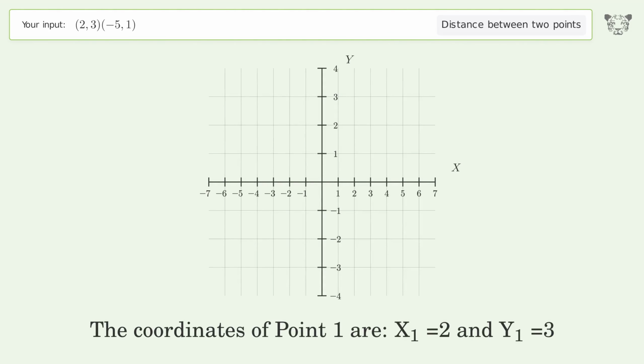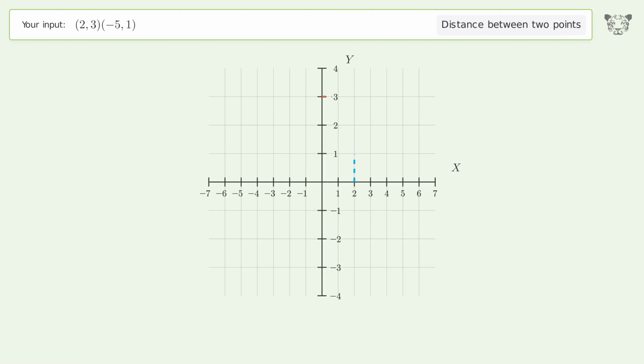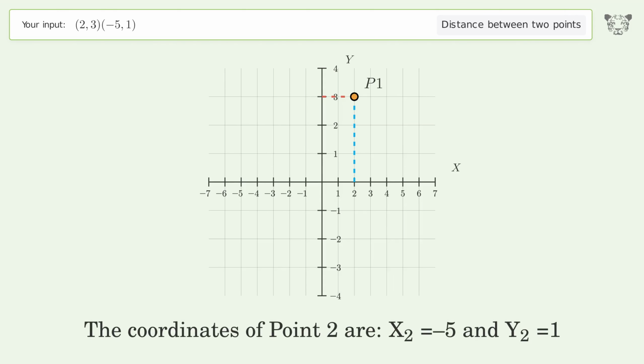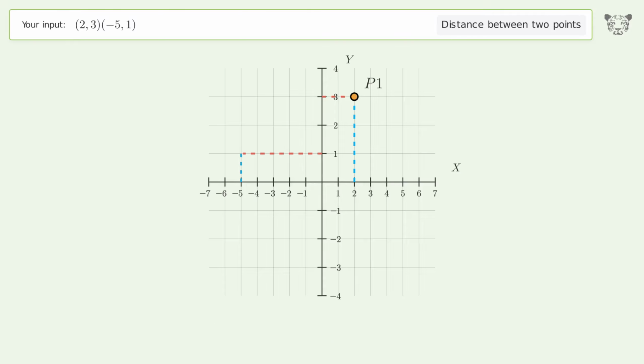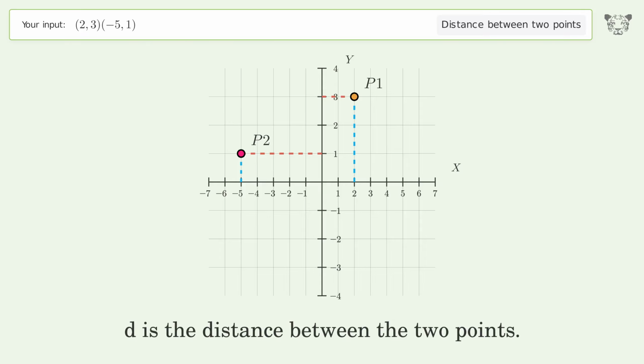The coordinates of point 1 are x1 equals 2 and y1 equals 3. The coordinates of point 2 are x2 equals -5 and y2 equals 1. D is the distance between the 2 points.